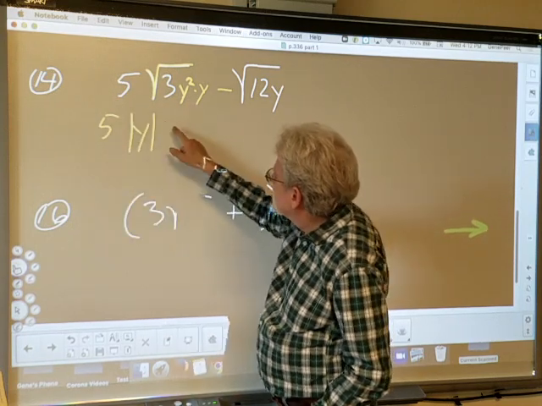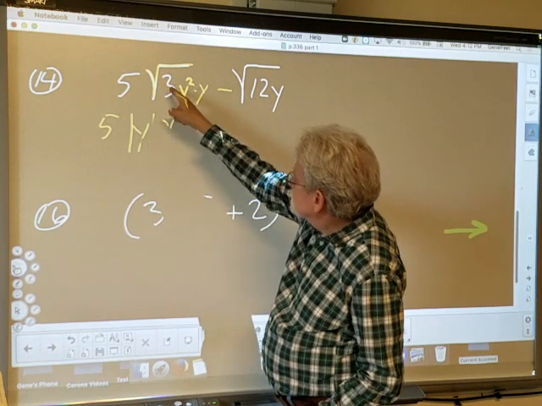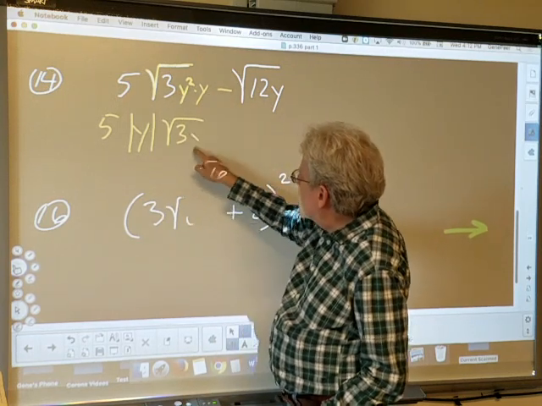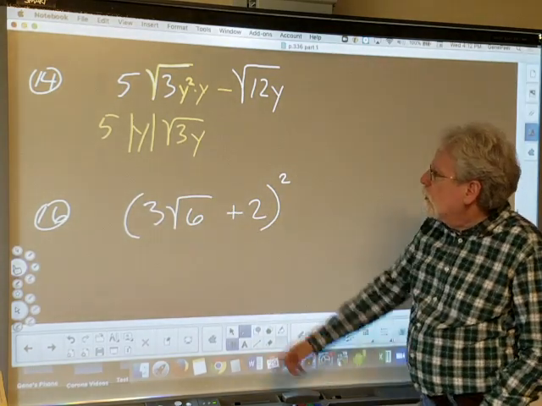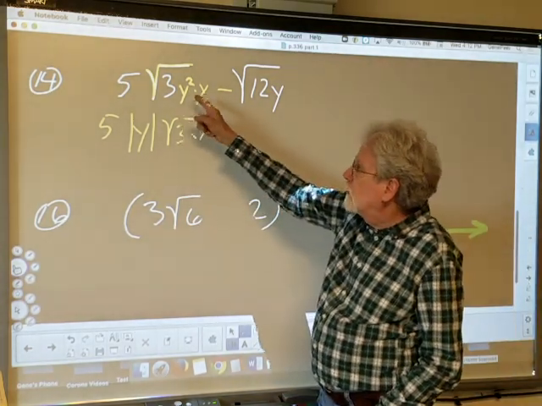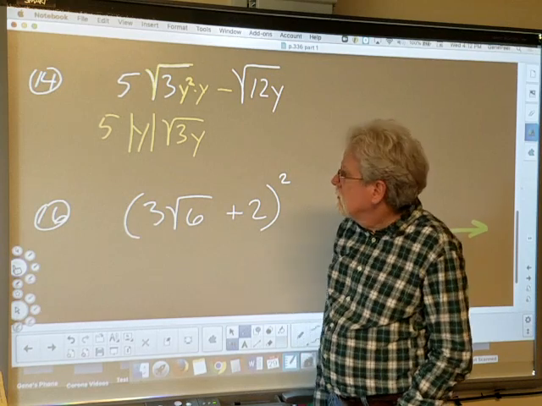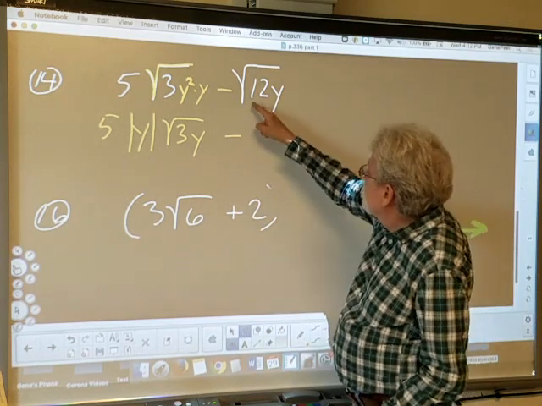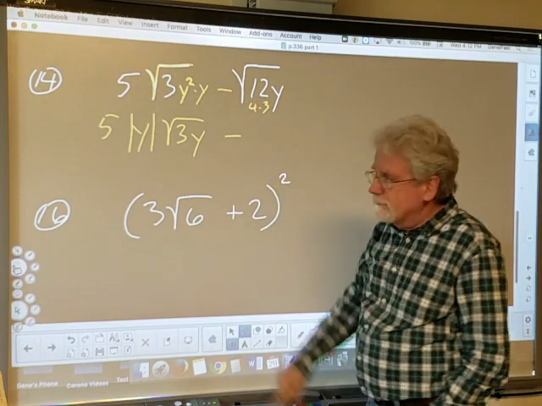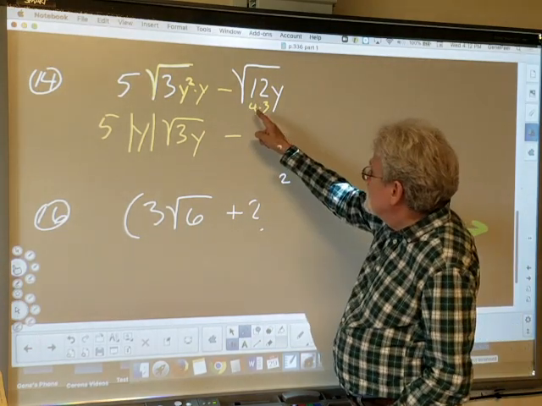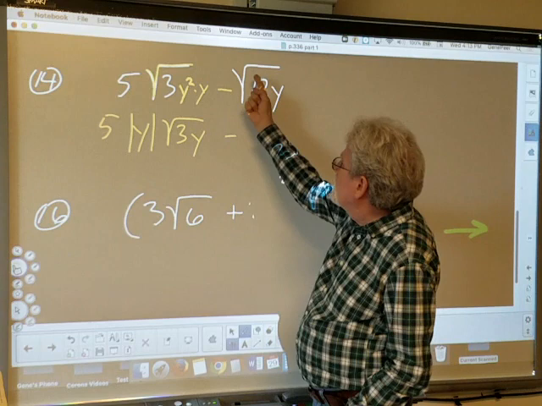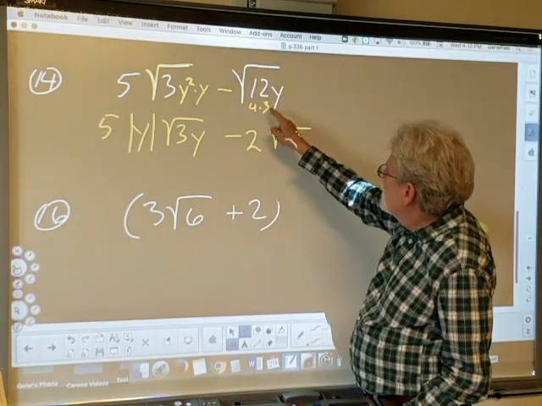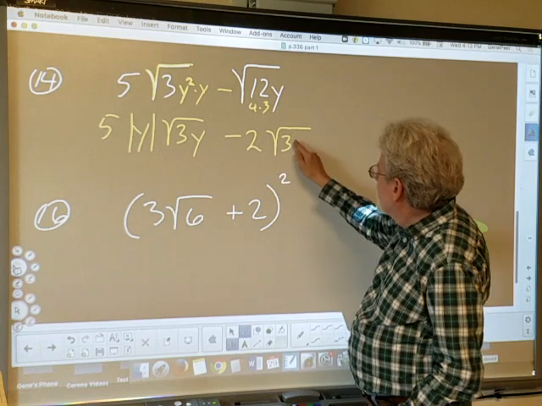Break down the 5. What's left inside? The 3 that we couldn't touch, and that extra leftover y that we can't touch. Of the y to the 3rd, we only took out y squared of it. Minus, here, think of that 12 as being 4 times 3. The 4, yep, you got it. The 4 goes, pa-ching, pops out, becomes a 2 on the outside. What's left inside? A 3. And don't forget the y.